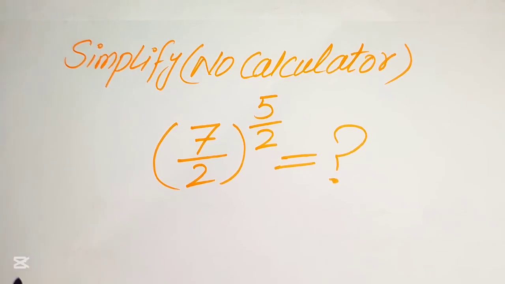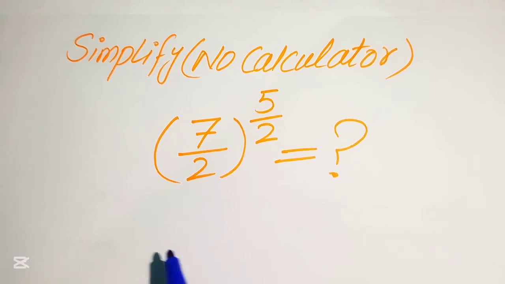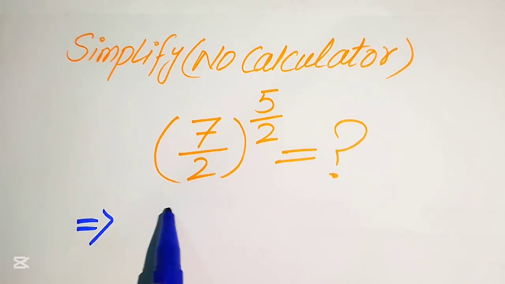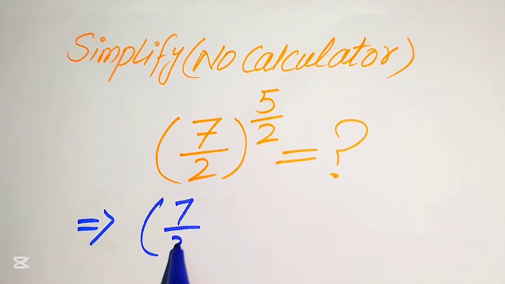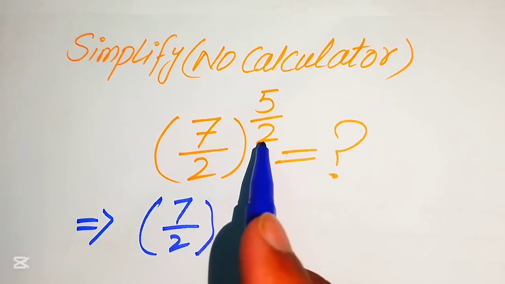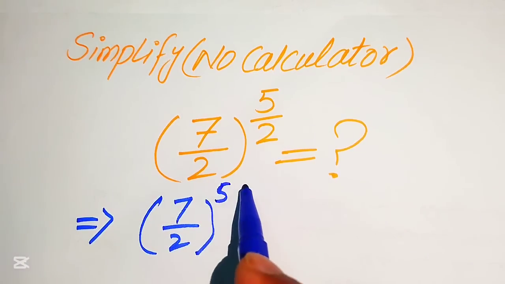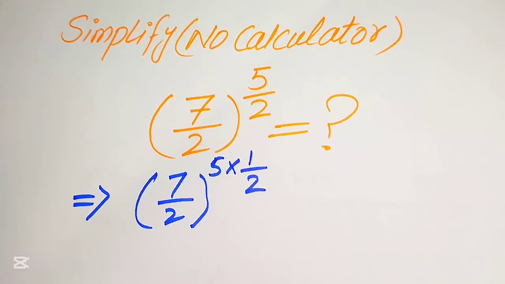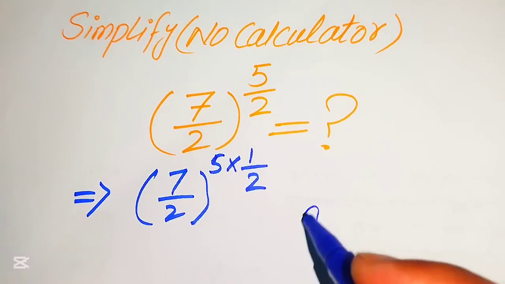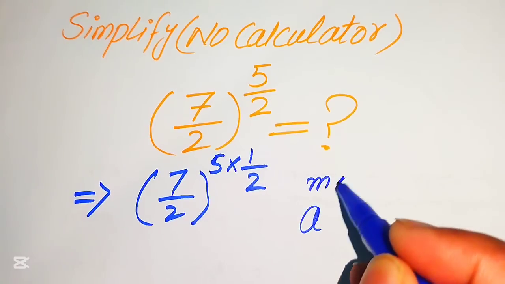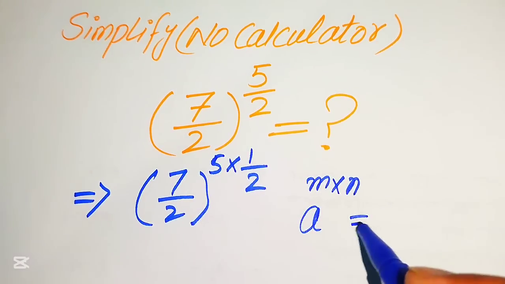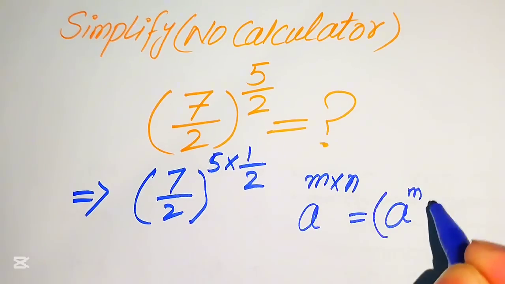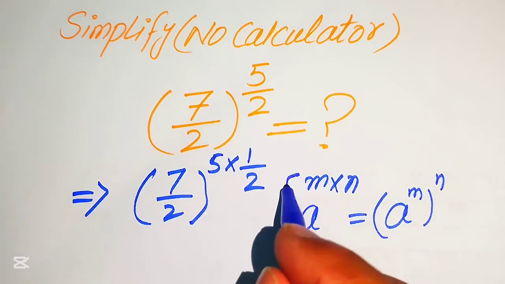So the very first step we are going to do is rewrite this algebraic expression as 7 over 2 to the power of 5 over 2, and we will write 5 over 2 as 5 multiplied by 1 over 2. And now in the next step we will apply the exponent law. You know that a to the power of m multiplied by n is equal to a to the power of m, to the power of n.